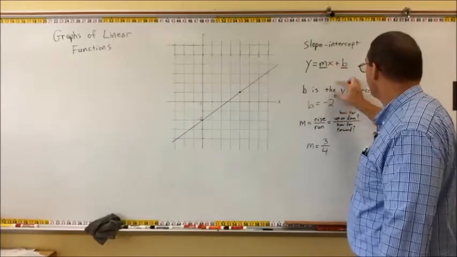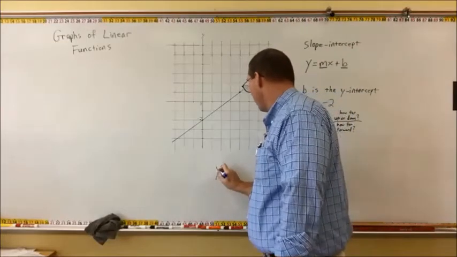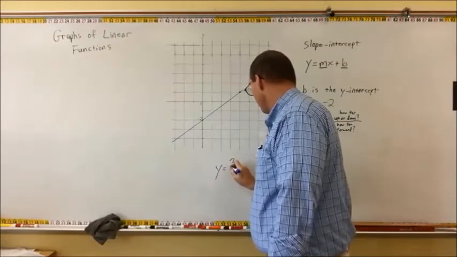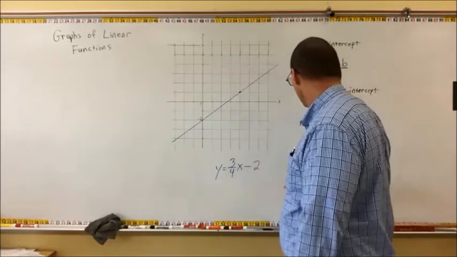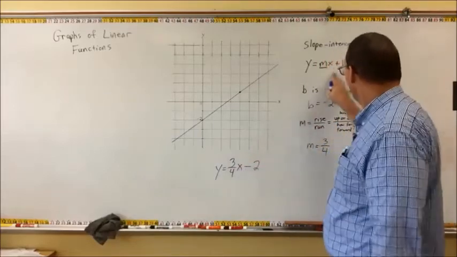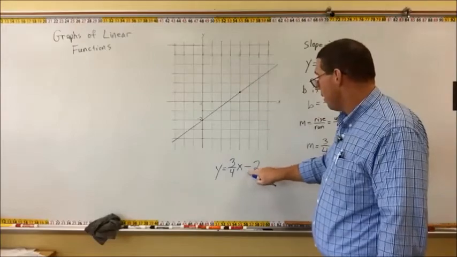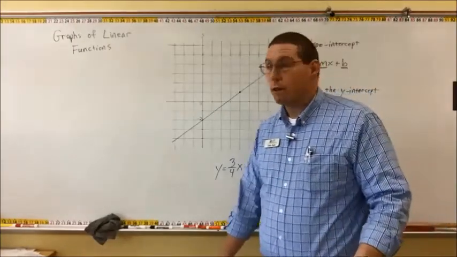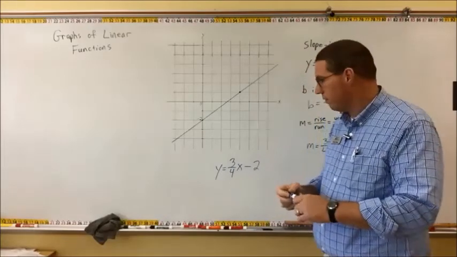And so we can now put this 3/4 in for m, and we can put this -2 in for b, and the equation of this line is y equals 3/4 x minus 2, because we put a 3/4 in for m, mx, and then it would be plus b, but because it's a negative number, it becomes minus 2. Okay, so looking at a graph, that's one way to write the equation of a line.